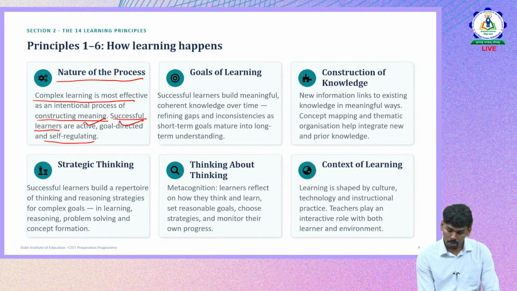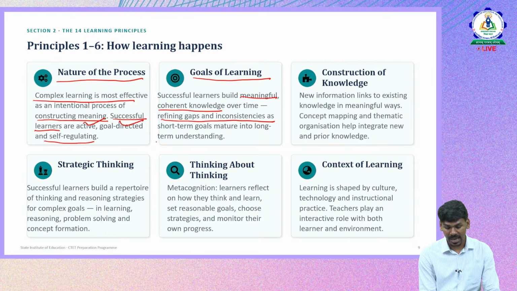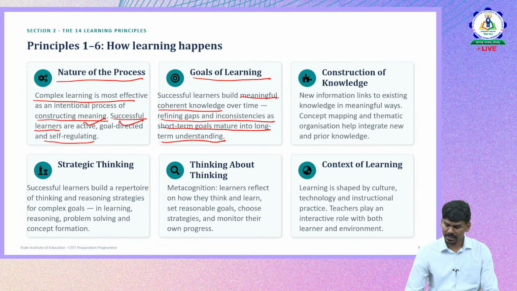Then when we come to goals of learning, successful learners build meaningful, coherent knowledge over time, which they can, whenever required, utilize, recall, and apply in a required situation. So refining gaps and inconsistencies as short-term goals mature into long-term understanding. It is very much necessary to identify the learning gaps that are there and refine these gaps. These short-term measures will help the child in long-term understanding.